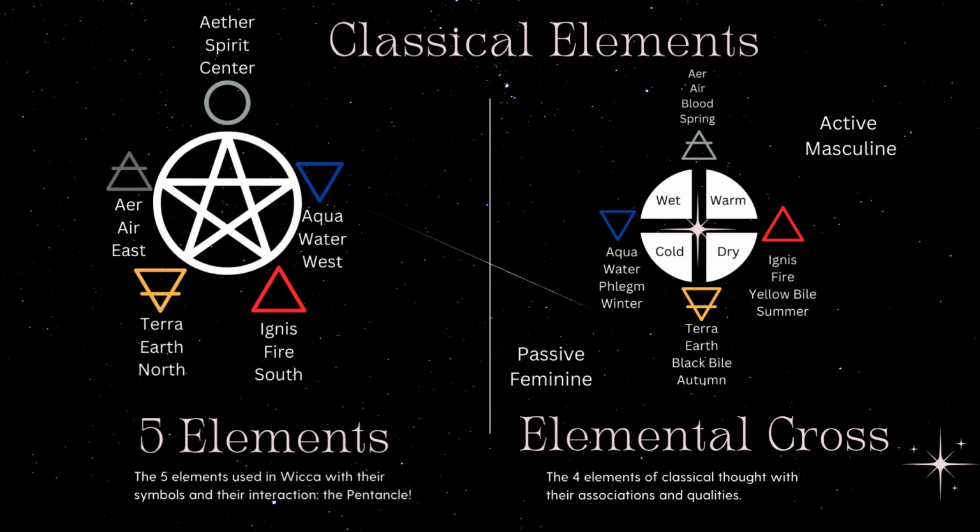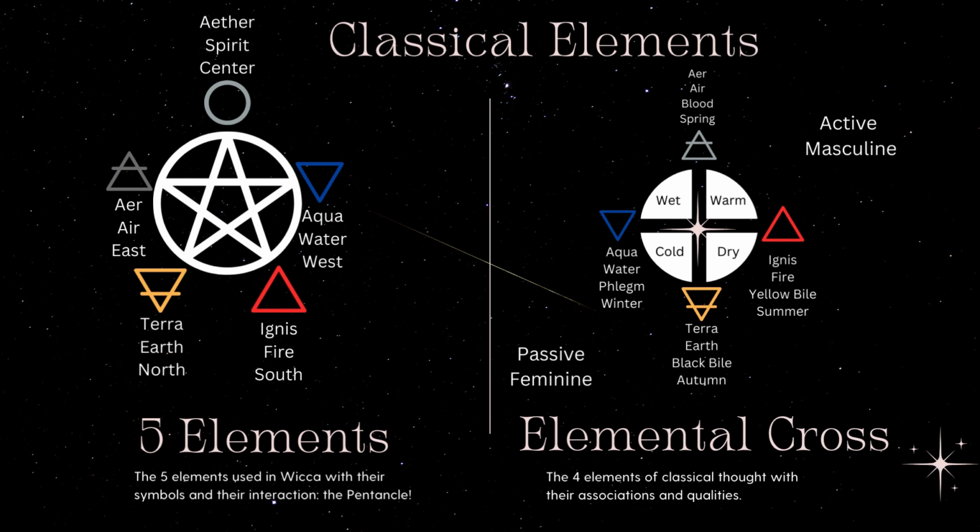And they're also separated in half by the active or masculine elements of air and fire, and the passive or feminine elements of water and earth. This doesn't necessarily mean a gender binary is absolute, but rather an association. And between water and air, we have the wet quality; between air and fire, the warm quality; between fire and earth, the dry quality; and between earth and water, the cold quality.